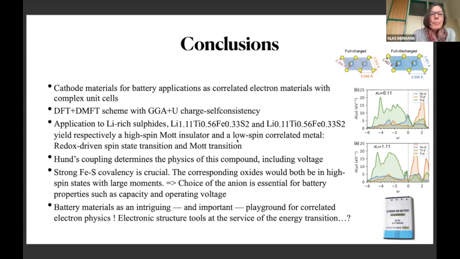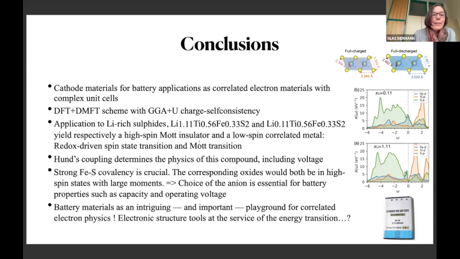So in this case, we applied here a GGA plus DMFT scheme, where we cheated on the charge self-consistency by helping ourselves with the GGA plus U method just to iterate on the density. And then the application to the lithium-rich sulfides, the LTFS0 and 1, yields respectively a high-spin Mott insulator and a low-spin correlated metal. That means the redox-driven spin state transition coincides with the Mott transition. So overall, Hund's coupling determines the energetics of the compound, the physics of this compound, including the voltage.